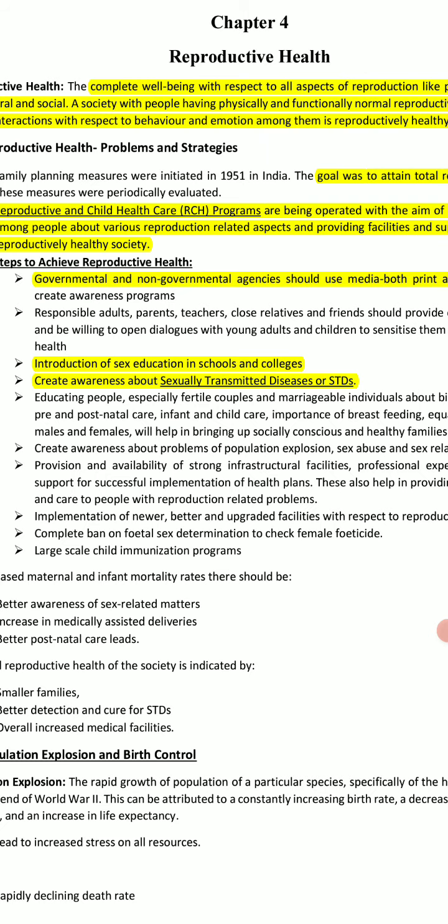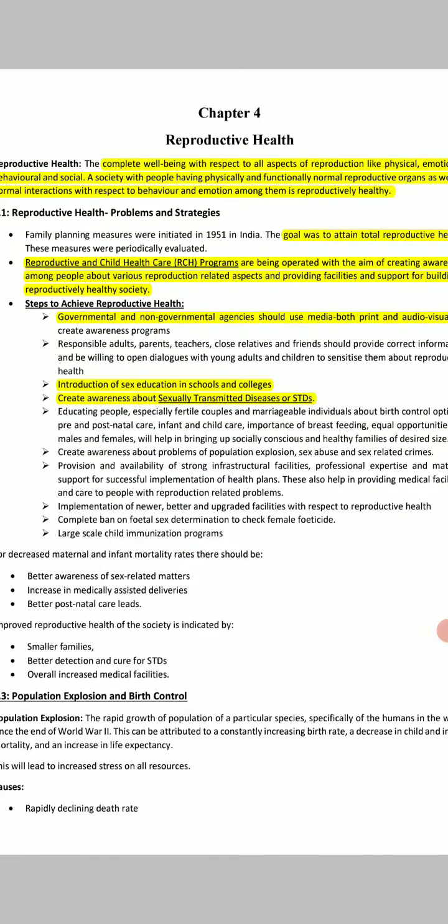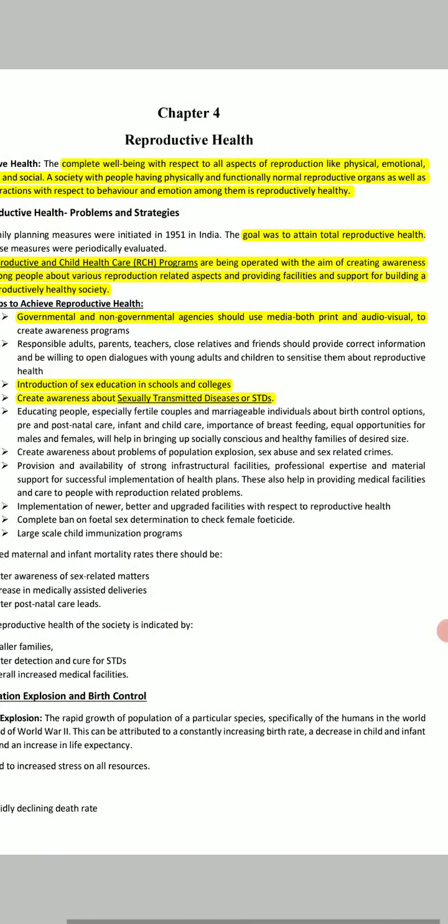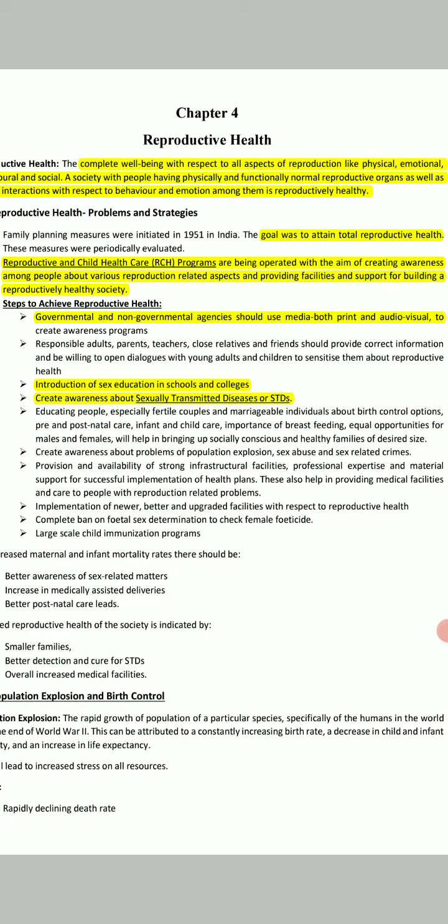The next thing is to educate people, especially the fertile couples and the marriageable individuals, about the birth control options. First you should educate the people, especially the fertile couples, because family planning starts from the fertile couple and marriageable individuals, not the non-marriageable individuals. So family planning is very important. These RCH type programs are very important for the fertile couple.